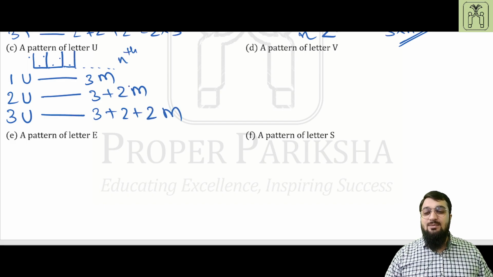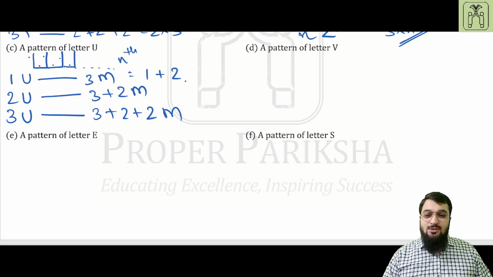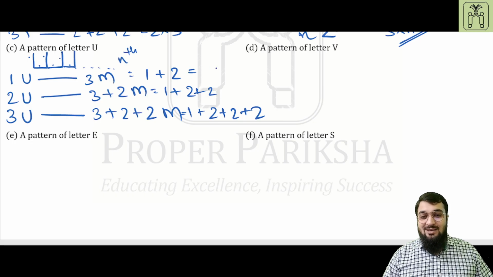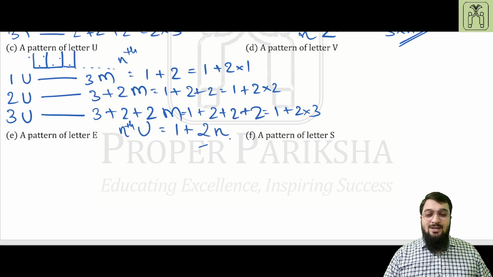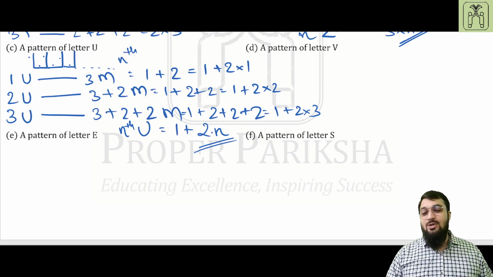So we can write 3 matchsticks in the form of 1 plus 2. Here we can write 1 plus 2 plus 2, and here we can write 1 plus 2 plus 2 plus 2. That is, we can write this as 1 plus 2 into 1, this as 1 plus 2 into 2, and this as 1 plus 2 into 3. So if we follow the pattern, that will give us the answer that the nth U will be formed using 1 plus 2n. That is the answer.